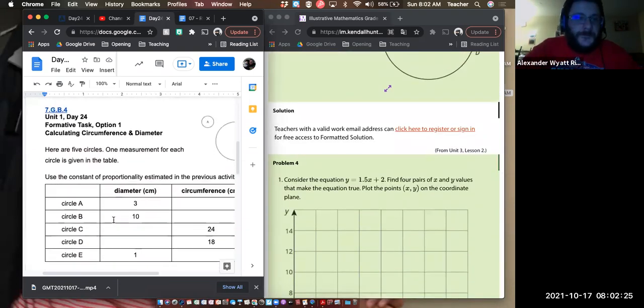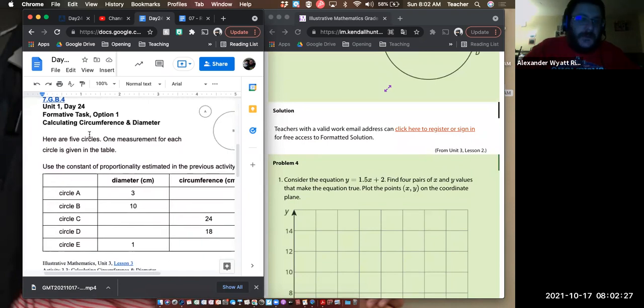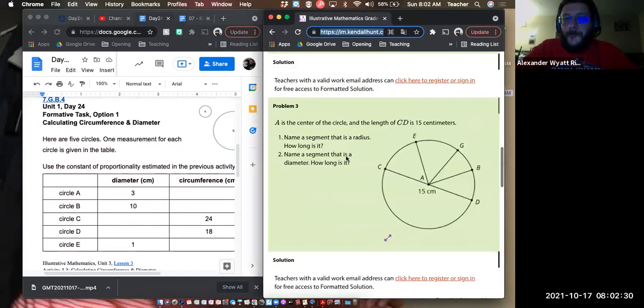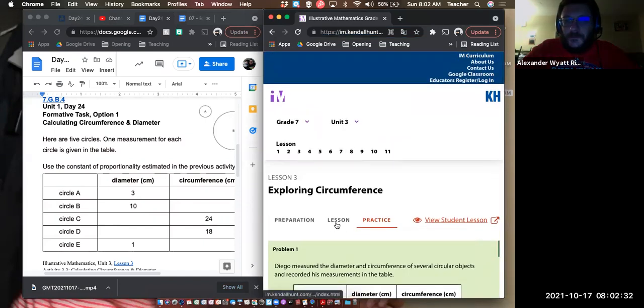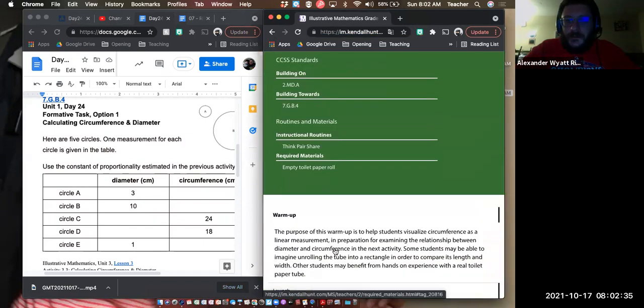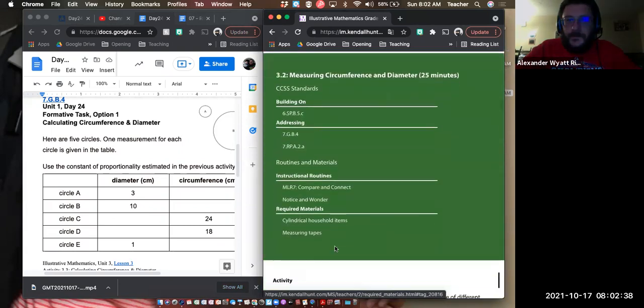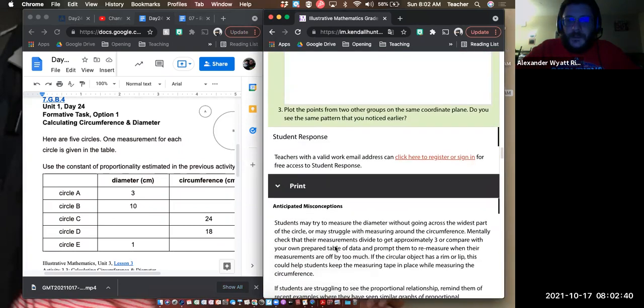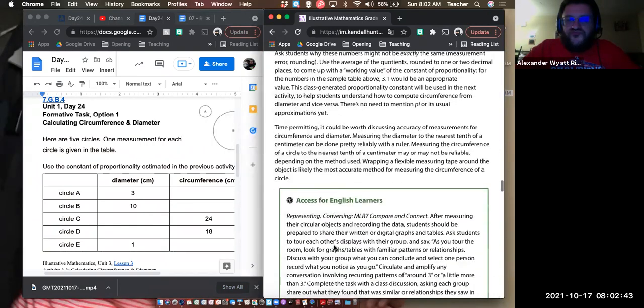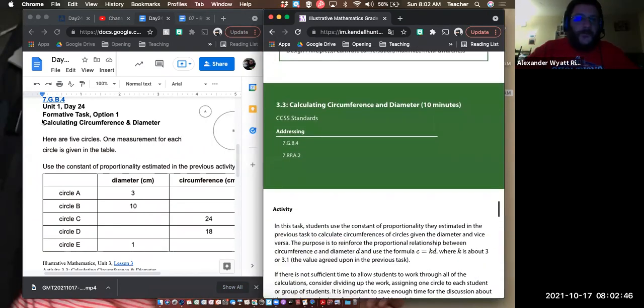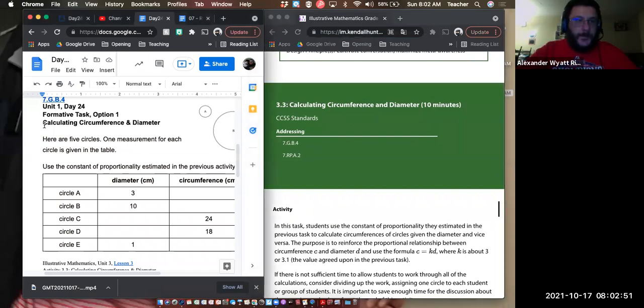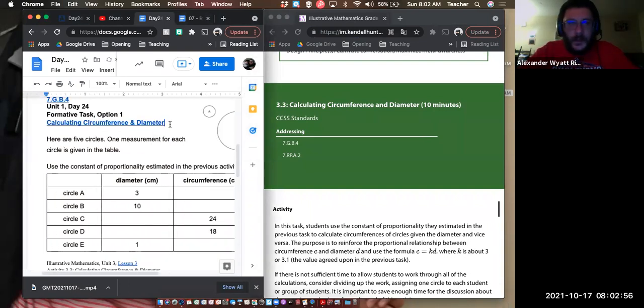So moving on. This is the 5 circles one. Calculating circumference and diameter. Let's go back to the lesson. Let's find it. Yes, 3.3. So again, I'm going to post the thing in here. Okay, boom. I'll pop in there 3.3. Boom. And if you figure it out, you'll be able to go see it.